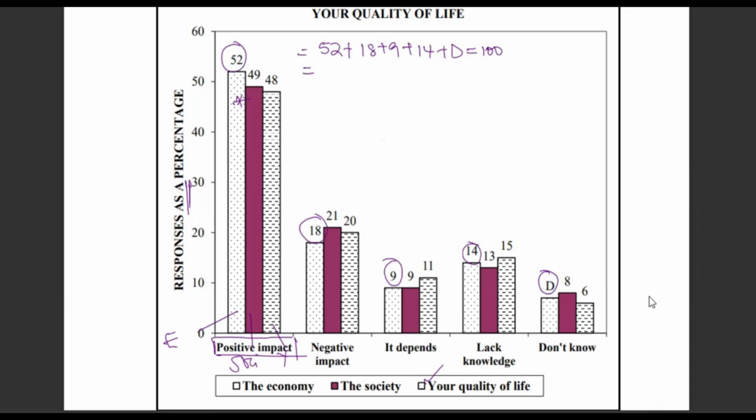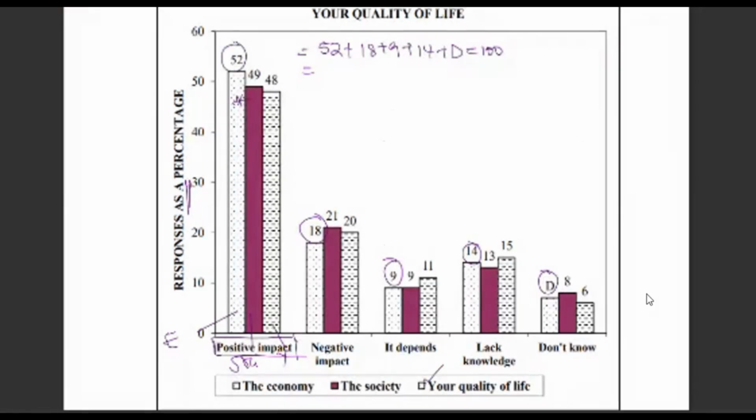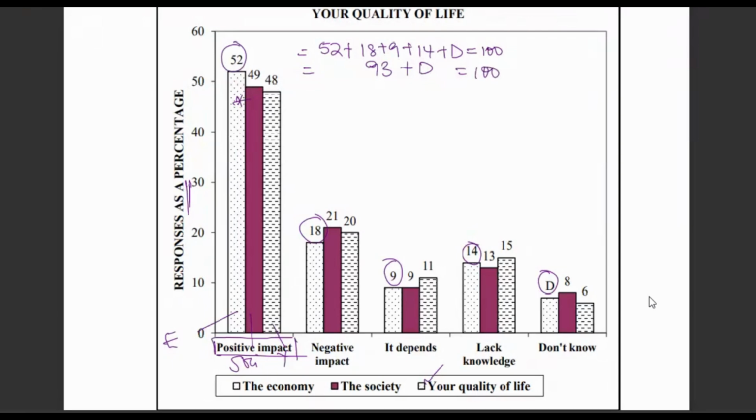So now you add all these values: 52 plus 18 plus 9 plus 14. So this is 93 plus D equals 100. So my D will become 100 minus 93. The D becomes 7. My D is 7.